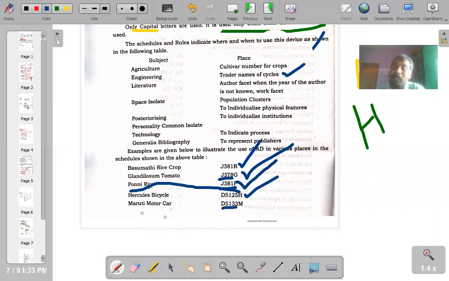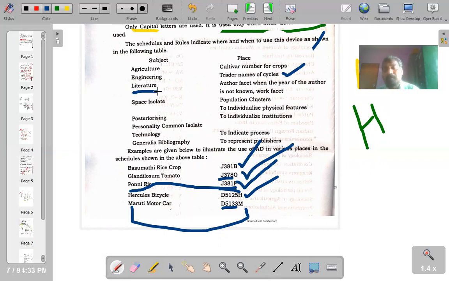D5133. What is the number for Maruti? We don't know. So you take the first letter M, you add it here, and that becomes Maruti Motor Car. So just by simply adding the first letter or two letters of a particular car, or traders, or places, or process, or products, or buyers or sellers, or whatever it may be, you make use of the alphabetical device in colon classification.